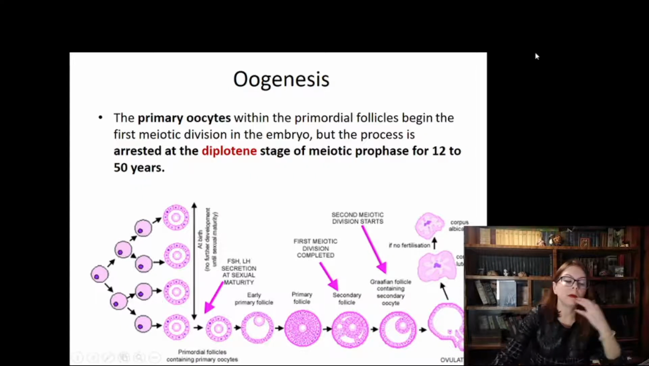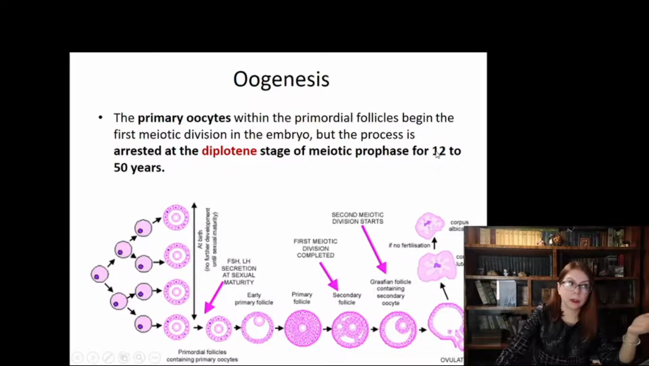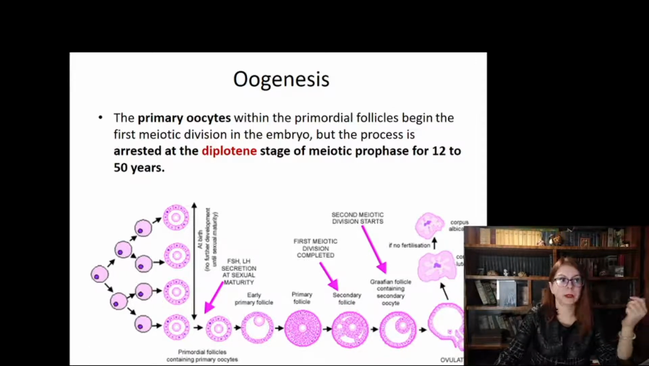So what you should remember is that all the oocytes are rested in the diplotene stage of the meiotic prophase for 12 to 15 years. 12 because puberty starts at 12, and starting from this period some oocytes enter the menstrual cycle and resume the first meiosis, and up to 50 when they massively degenerate, so they disappear in general.